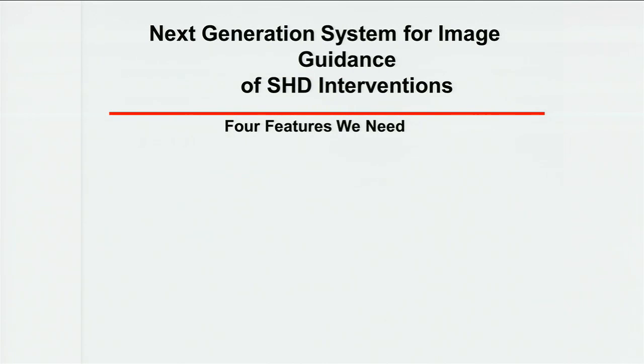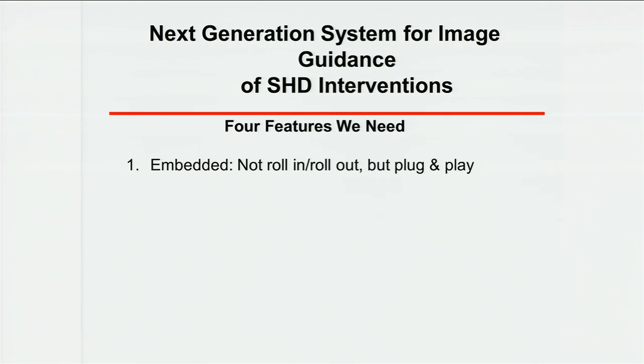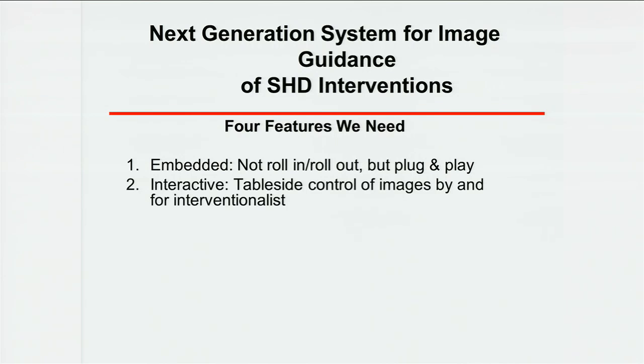So let's talk about 4 features that, if we sat down over a beer and thought, hey, how can we make this better? What can we do to design image guidance that will allow us to more effectively and efficiently perform these interventions? First of all, we need to have the imaging modalities embedded, be they ultrasound or pre-procedure CTs. We've got to get away from the paradigm of rolling in echo machines and rolling them out. We know that's very inefficient, and we've seen that with the way IVUS really got revolutionized once it became plug-and-play in the procedure room.